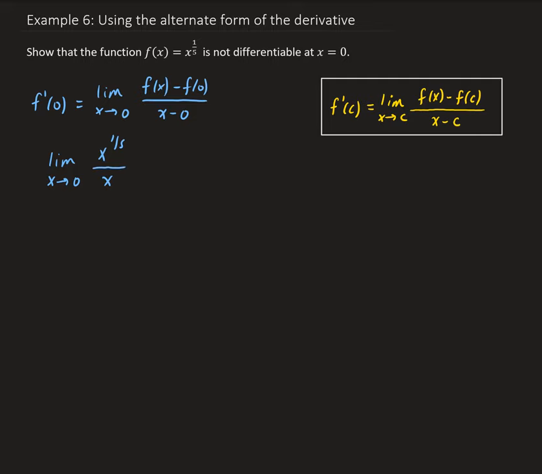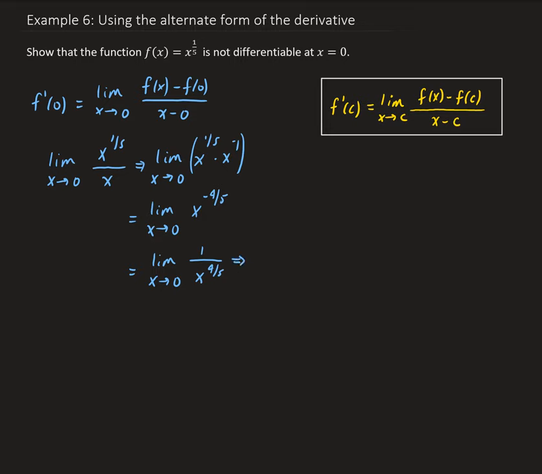So this gives us the limit as x approaches 0 of x to the 1/5 over x. This is the same thing as x to the 1/5 times x to the negative 1. And this is the same as the limit as x approaches 0 of x to the negative 4/5, which is the same as the limit as x approaches 0 of 1 over x to the 4/5.